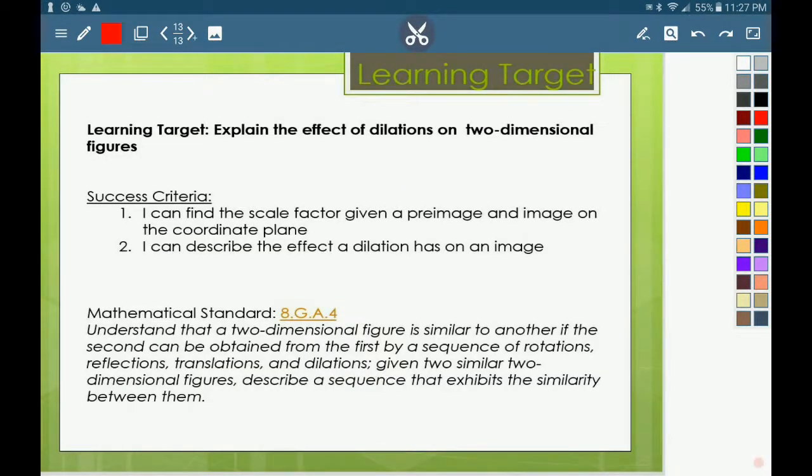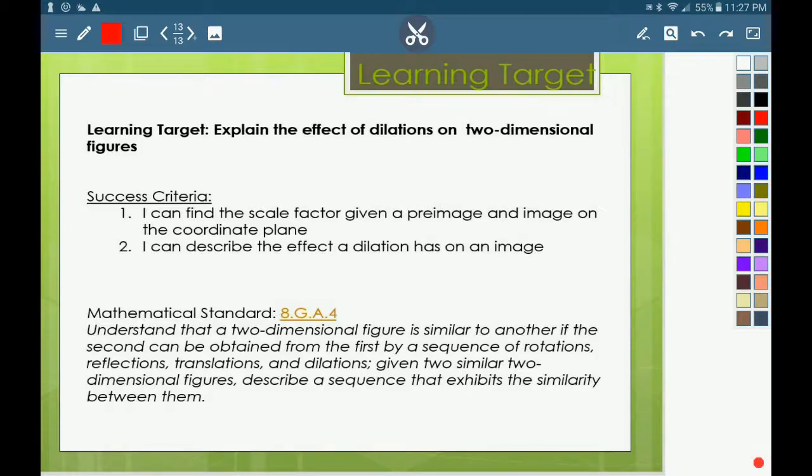Well, guys, that concludes our lesson for today. I know it was a difficult one, but keep practicing and keep asking questions when you're confused. Sometimes it's just hard to start the first movement, but don't be afraid to try something, erase, and try something else. So we explained the effect of dilations on two-dimensional figures.